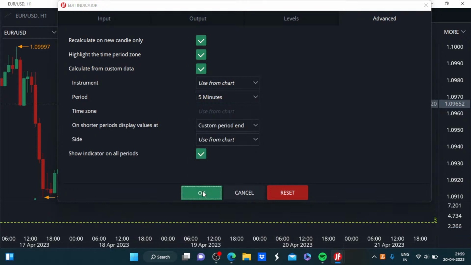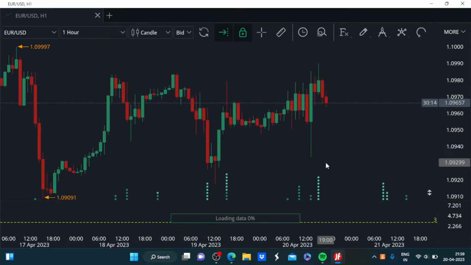So each candle which is going to be used for calculation is now going to be of 5 minutes, even though the chart is hourly. For that matter, we can change the chart to any candle period, but the calculation will be done simply using the 5-minute candle data. So that's how this customization works.